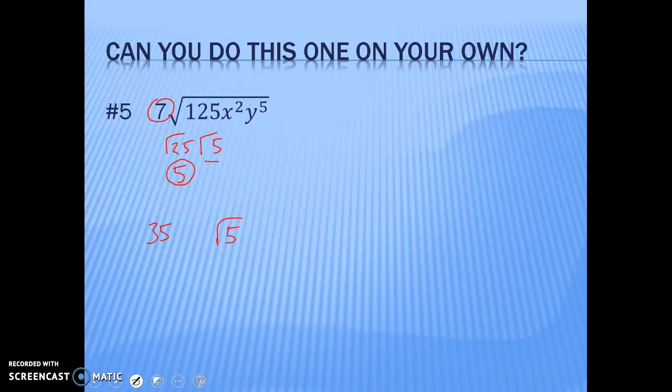Well, then I'm going to take a look at my x's. There's an x squared there. I'm going to pull them outside of the radical. There's 1 pair. And I have y to the 5th. That's 2 pairs of y's that I can pull out, and 1 y that has to remain inside the radical. And so my simplified expression is going to be 35xy squared times the square root of 5y.